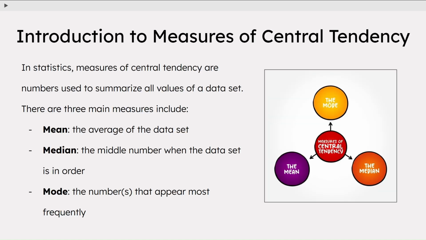So in statistics, measures of central tendency are numbers used to summarize all values of a data set. There are three main measures including mean, the average of the dataset; median, the middle number when the dataset is in order; and mode, the number or numbers that appear most frequently. I recommend that you note these down just for the examples further.